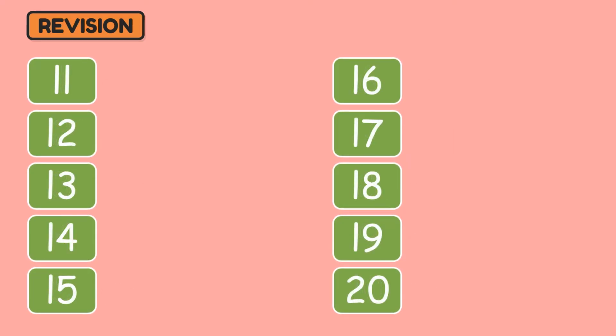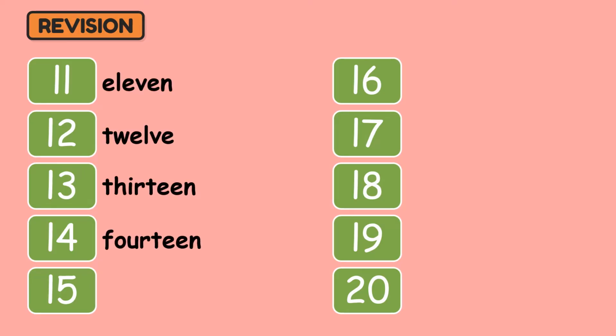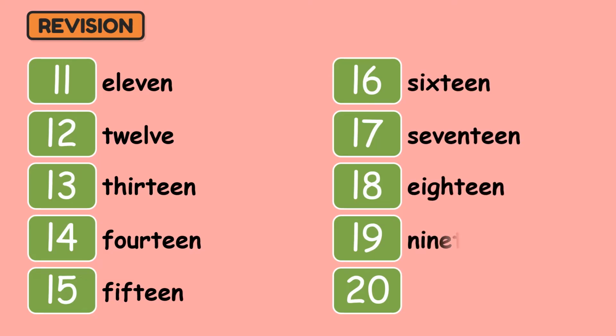Let's continue the next 10 numbers. 11, 12, 13, 14, 15, 16, 17, 18, 19, 20. Some people are confused with the spelling of some numbers. For example, 13, 14, and 18. So you need to remember the spelling.